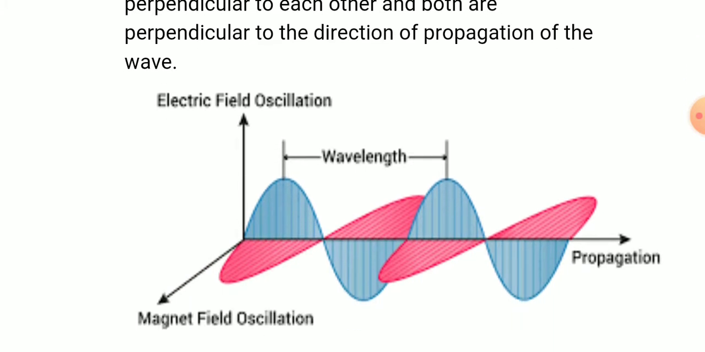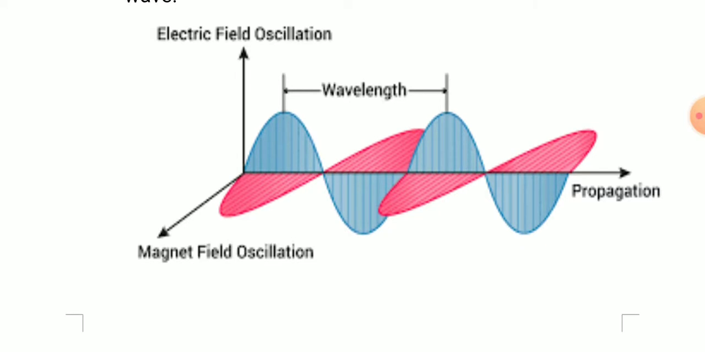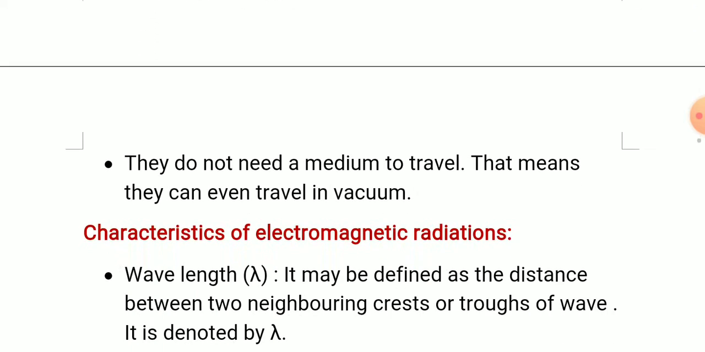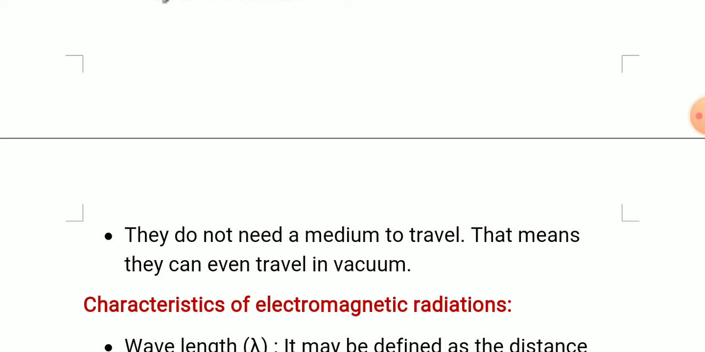And how electromagnetic radiation or electromagnetic waves propagate, it looks like this. In this figure you can see that electric field and magnetic field are perpendicular to each other, and they are perpendicular to the direction of propagation of the wave. And the second property of electromagnetic radiation is that they do not need a medium to travel. That means they can even travel in vacuum.